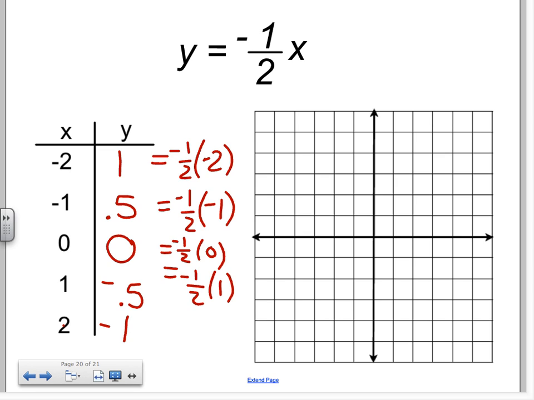Now again, before we graph it, what direction should this line have a trend of? So what type of trend should this line have? That's what you should be thinking in your head. Are my points going the right way? So we're going to start with negative 2, 1. We have negative 1, 1/2, 0, 0, 1, negative 1/2, and 2, negative 1.